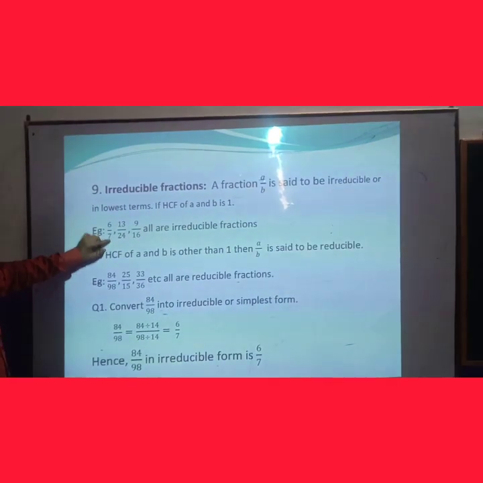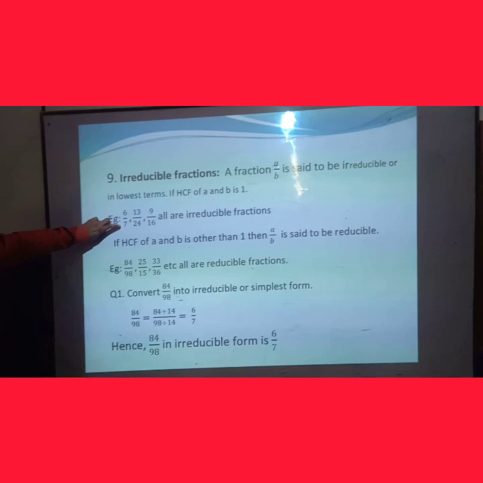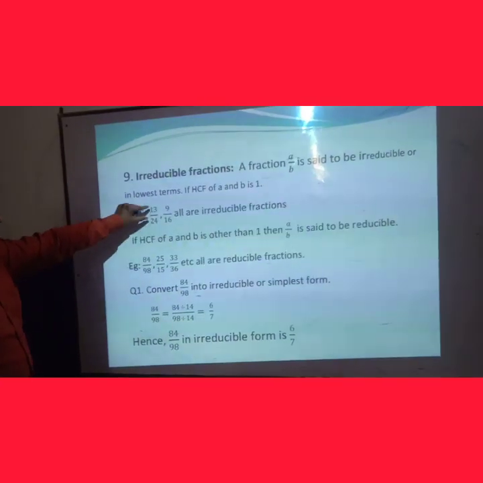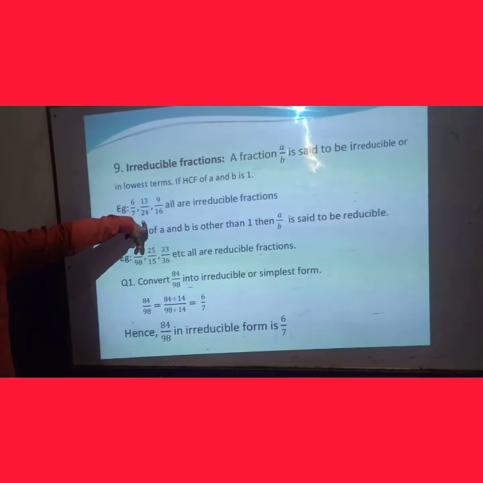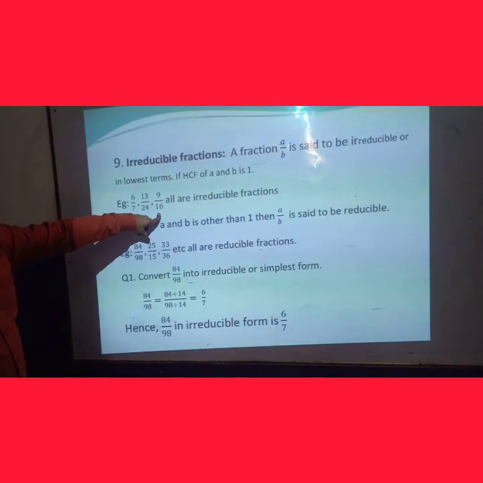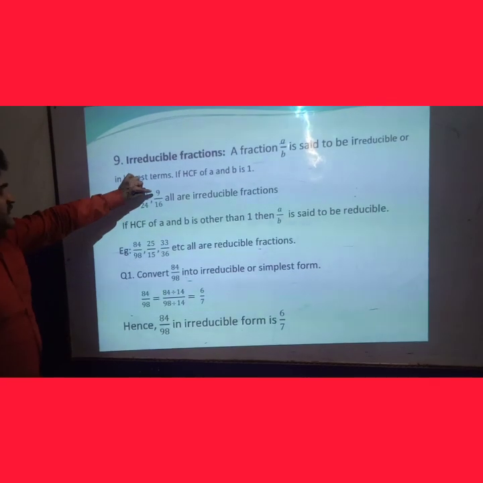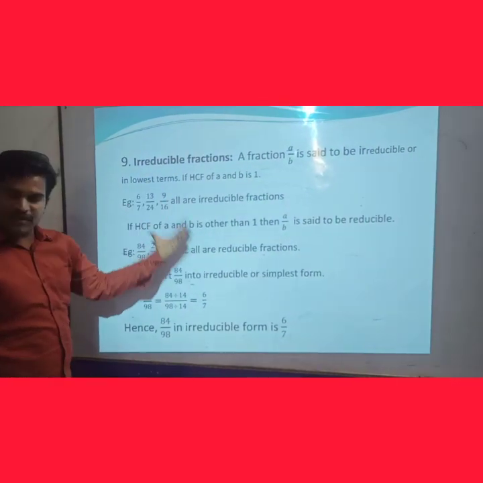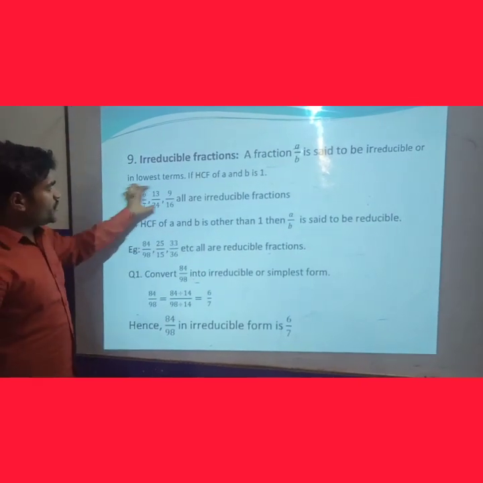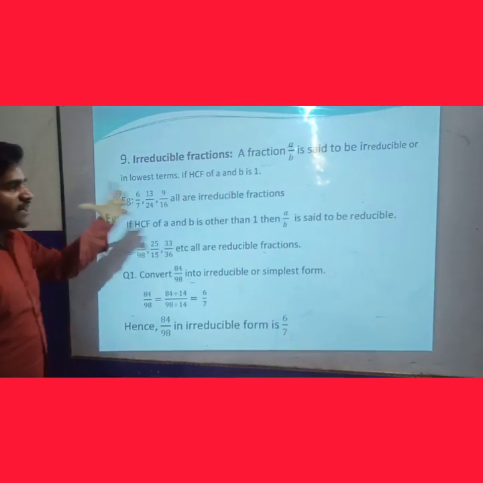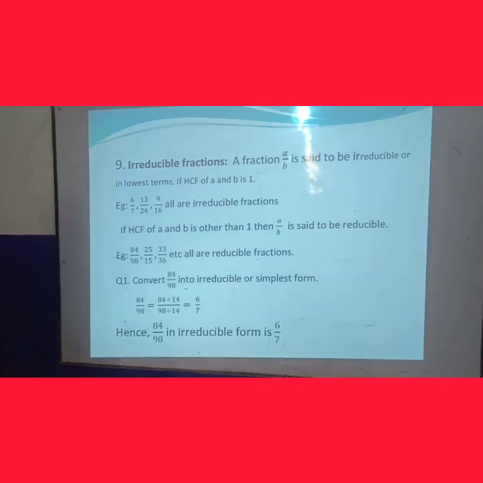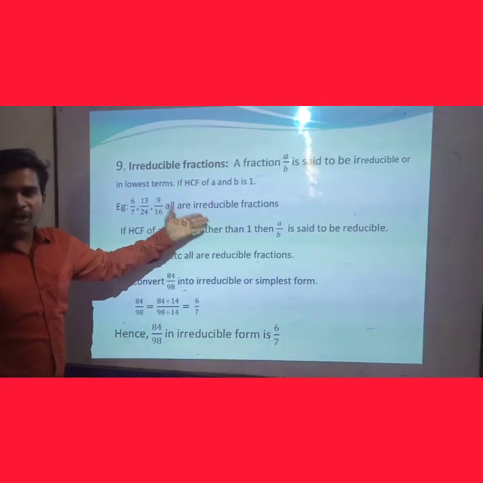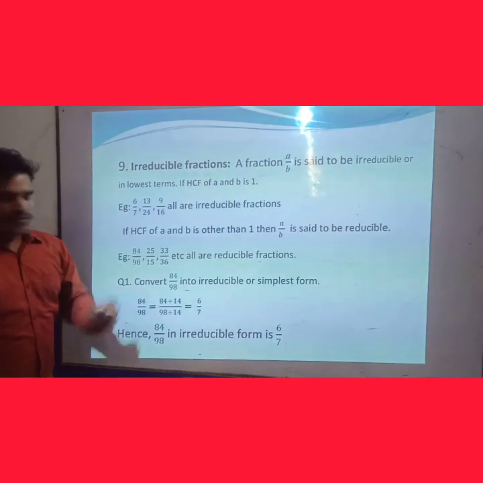Suppose 6 upon 7. 6 is the numerator and 7 is the denominator. So the HCF of 6 and 7 is 1. 13 upon 24. There also the HCF of 13 and 24 is 1. 9 upon 16. So the HCF of 9 and 16, when we find it, we get 1. Okay. So this is the lowest term. Another name for the lowest term is irreducible fraction. Or in other words, we can say that this is the simplest form of the fraction. Lowest term means simplest form of the fraction.